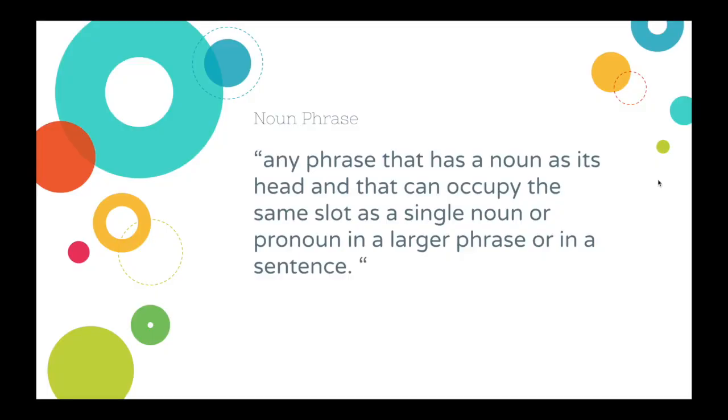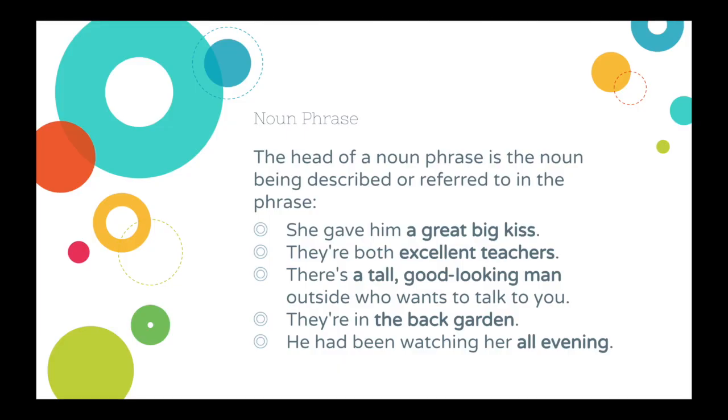Noun phrase, I think this and verb phrase are the easiest ones. They are any phrase that has a noun at its head and can occupy the same slot as a single noun or pronoun in a larger phrase or in a sentence. Bear with me. The head of a noun phrase is the noun being described in the phrase.